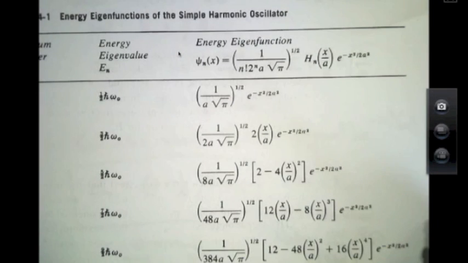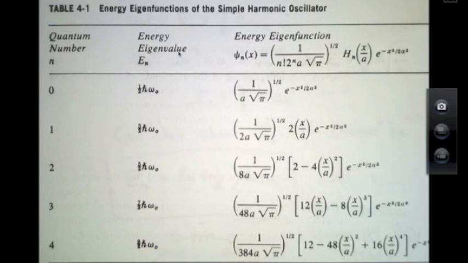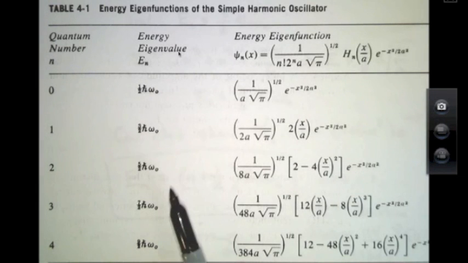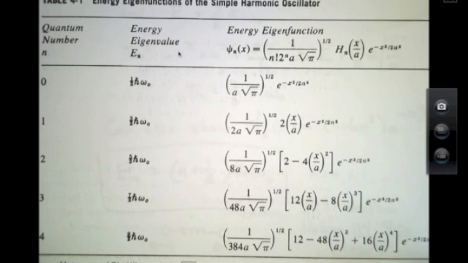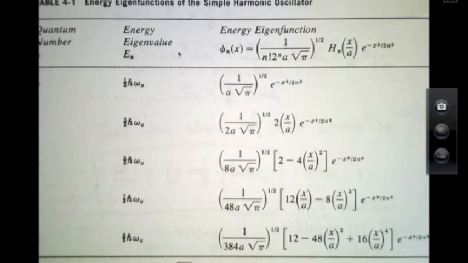In general, these wave functions follow the pattern I've just described. The quantum number goes up by 1 unit, but the energy eigenvalue is always an odd multiple. And there is a regular description for these polynomials. They're called the Hermite polynomials.